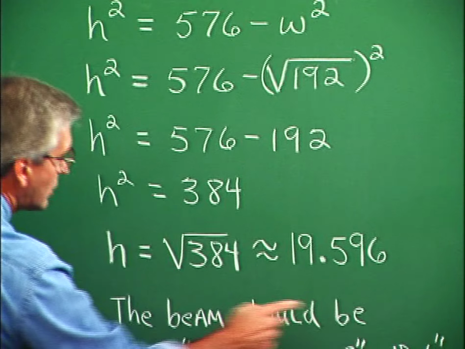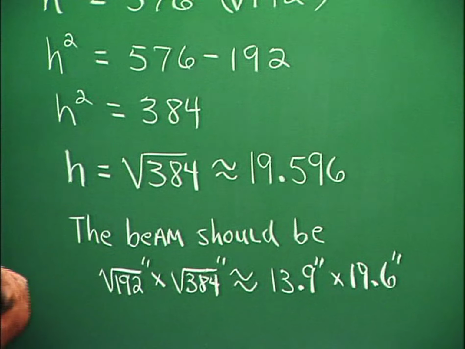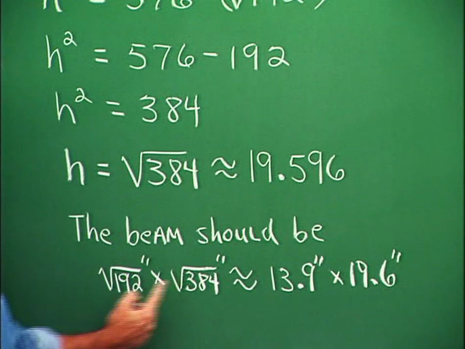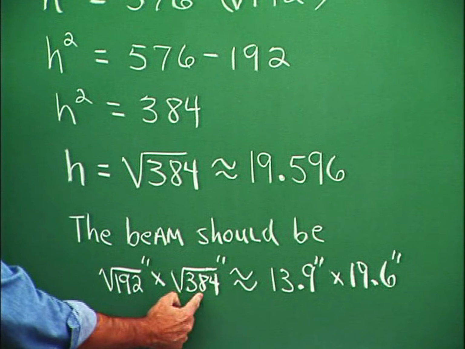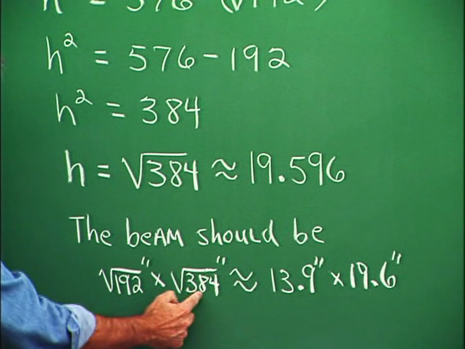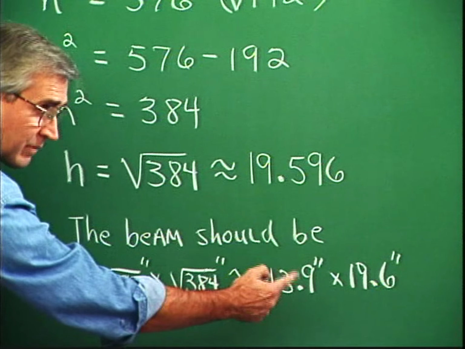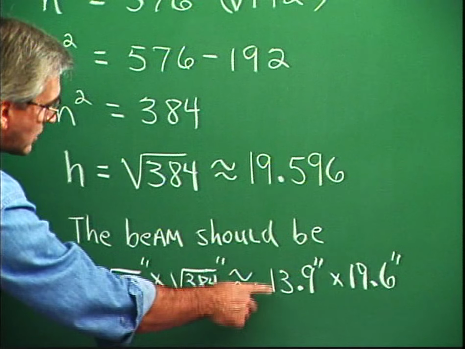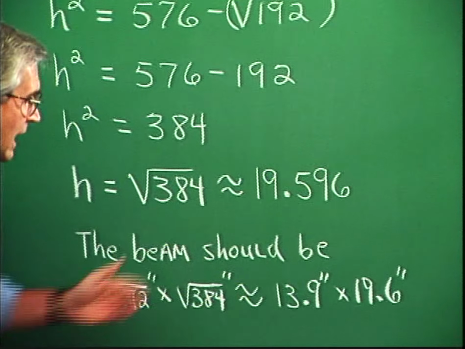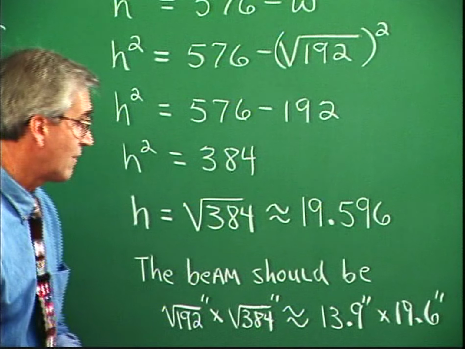So the beam should be, now notice that I'm going to write the dimensions of the beam as an exact value here. This is w, and this is the h value in exact terms. If we want it in approximate terms, then we would use something rounded off from those decimals above, 13.9 inches by 19.6 inches, for example.